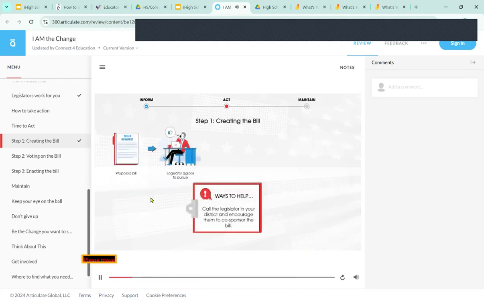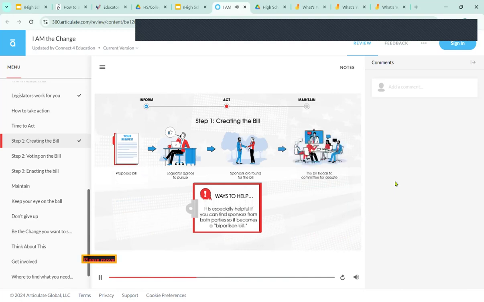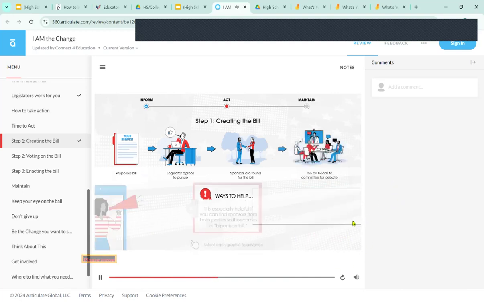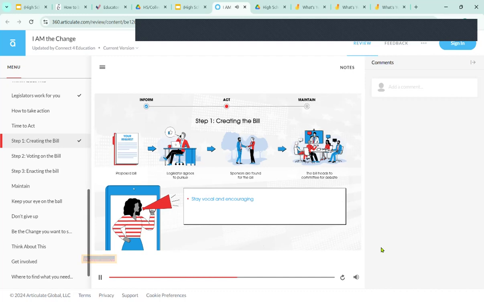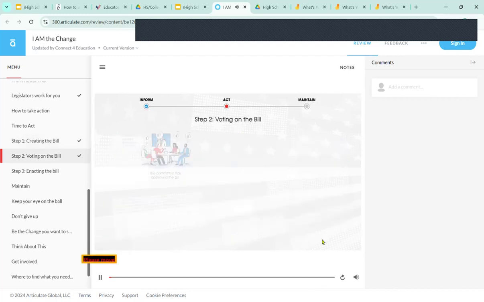The legislator agrees with your proposal. Now what? Your legislator will now find sponsors for the bill. A committee is assigned to your bill and it goes up for debate. During all of this, you stay vocal and encouraging. Prepare testimony. Provide questions. Write letters to news editors. Attend hearings. Wear buttons, stickers, and t-shirts. You get the idea. So, the bill makes it out of committee. Now what?